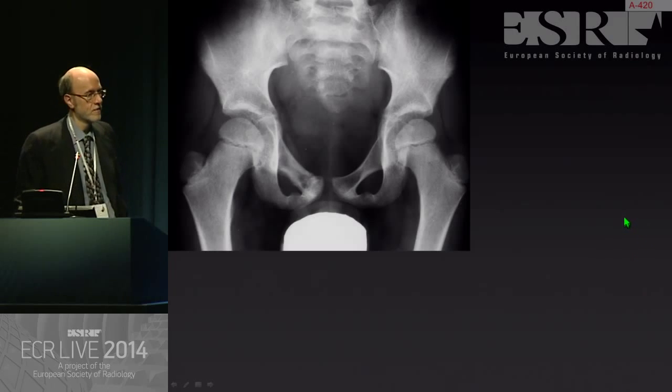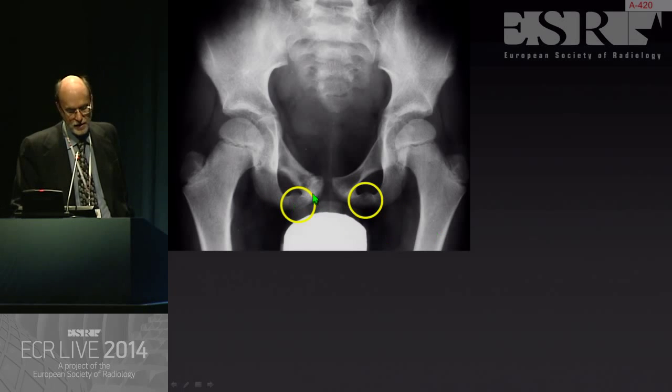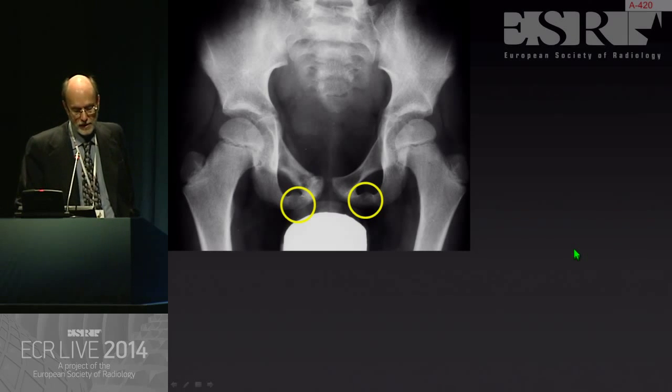Again, another case of the same. In this case it's bilateral, so even more normal than the previous one, but the patient had pain on the right inguinal region. So we have to look further, avoid satisfaction of search.